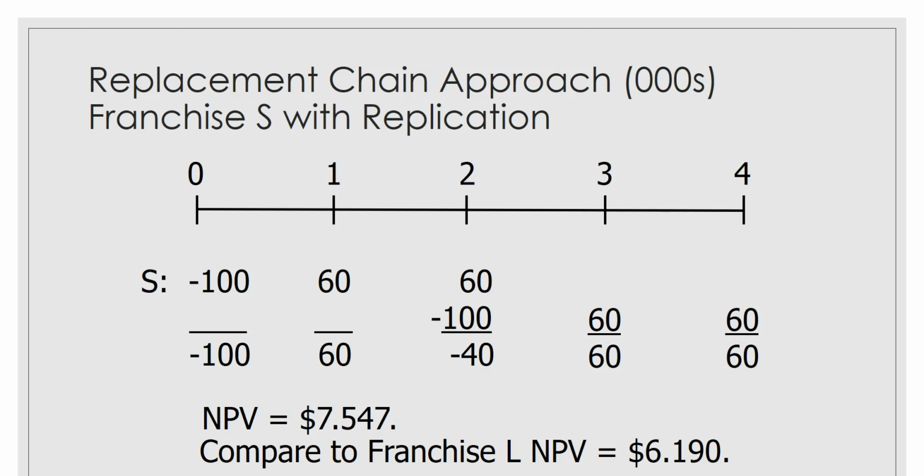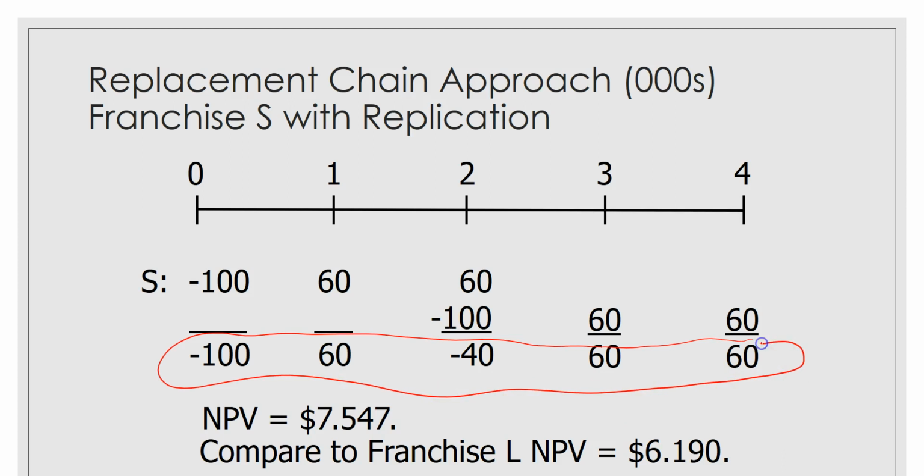So if we're going to replace the project after 2 years, so that way we can start it again and have a project with a lifespan of 4 years. Then in time period 0, we're going to invest $100, return $60 for 2 years. But in the second year, we're going to spend another $100 and have returns for another $60 for the final 2 years. If we take the net present value of these resulting cash flows, then we get a net present value of 7.55, which is greater than the net present value for long. So that again shows us that short is better.